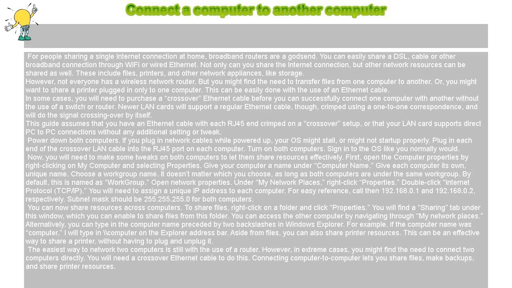The easiest way to network 2 computers is still with the use of a router. However, in extreme cases, you might find the need to connect 2 computers directly. You will need a crossover Ethernet cable to do this. Connecting computer to computer lets you share files, make backups, and share printer resources.